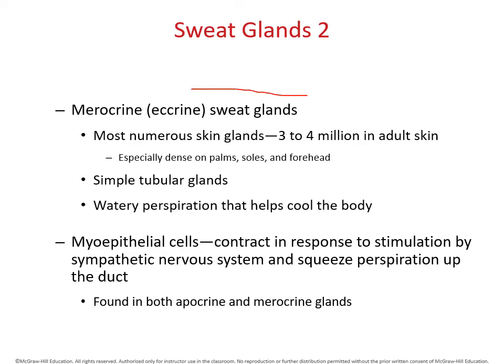Merocrine sweat glands are the ones that we most likely know most of. That's the one that we associate with actual watery perspiration. They are the most numerous skin glands that we have. You have them all over the body, especially within the palms, the soles, and the forehead. Its main purpose is to produce a watery secretion, and that watery secretion actually is meant to be a cooling mechanism. So it's one of the ways that our body can maintain homeostasis and keep us at a consistent body temperature regardless of the environment that we put ourselves in.